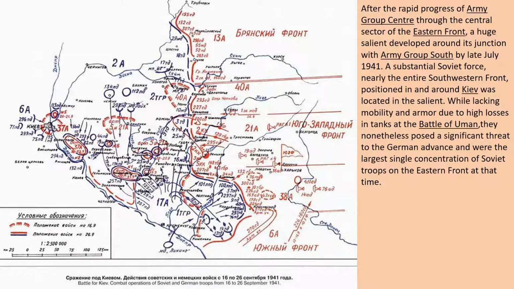While lacking mobility and armor due to high losses in tanks at the Battle of Uman, they nonetheless posed a significant threat to the German advance and were the largest single concentration of Soviet troops on the Eastern Front at that time. So they had to get around, cut off their supply lines, and stop their ability to retreat, because they knew they would have to face them sooner rather than later in the coming days. Those troops could have retreated back up to Moscow, to other sectors, Rostov.